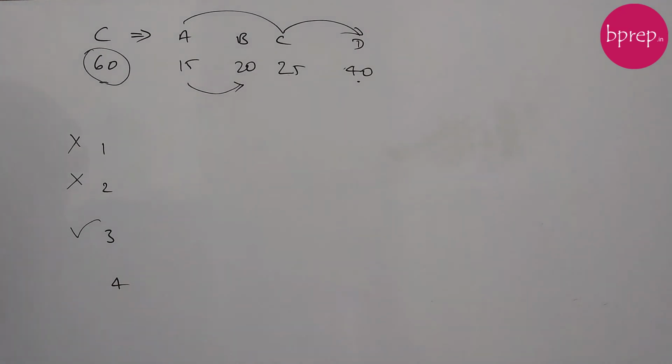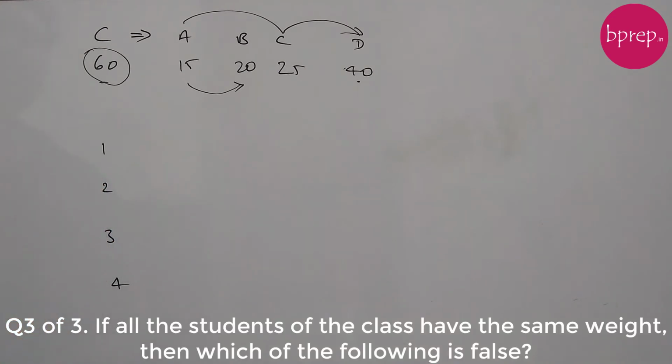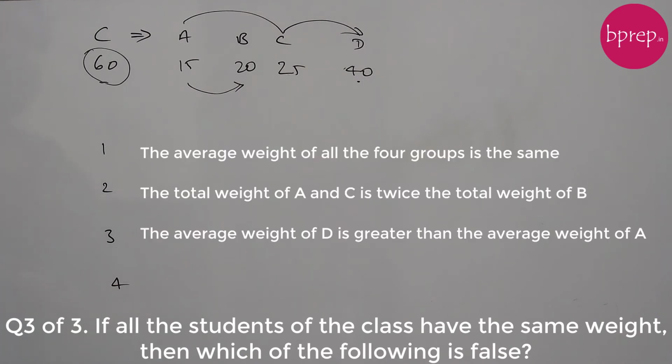Now question 3. Question 3 says that if all the students of the class have the same weight, then which of the following is false? So everyone has the same weight. The first option: the average weight of all the four groups is the same.